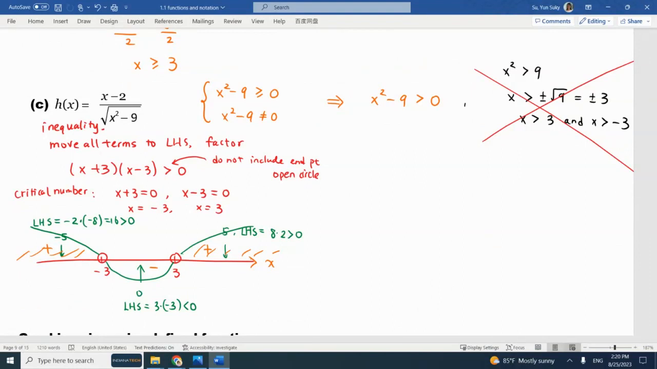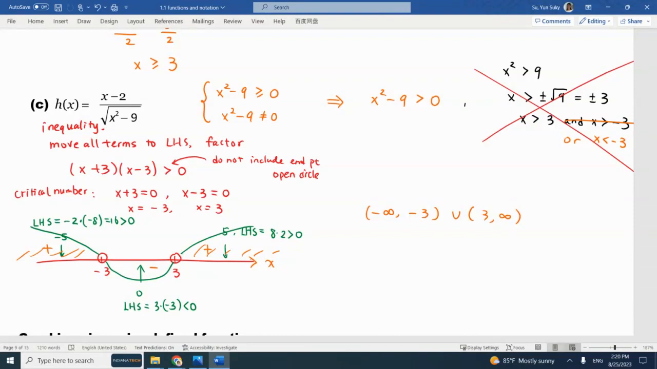So what can we say? Minus infinity to what? -3. Bracket or parentheses? Parentheses. Union. Yeah, very good. 3 to infinity. Look at this answer. Yes, x greater than 3, that's true. But is x greater than -3? No. It should be x greater than 3 or x less than -3. So that's why it's wrong.